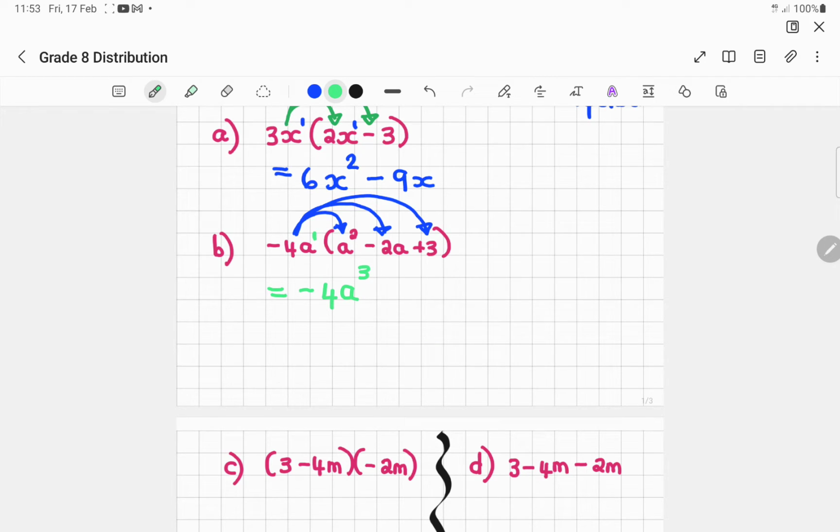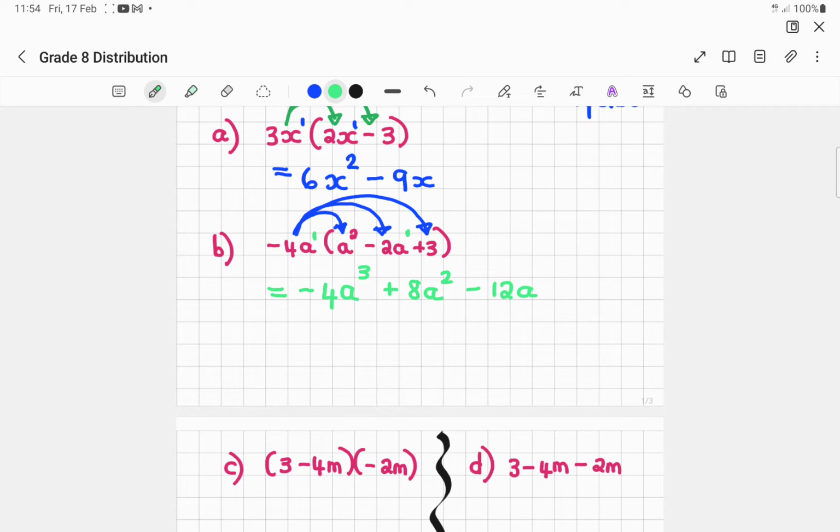Then the next term, negative times a negative is a positive. 4 times 2 is 8. A to the power 1 plus 1, 1 plus 1 is 2. And then lastly, a negative times a positive is a negative. 4 times 3 is 12, and the a just comes down. All right, there's no like terms left, and that is your answer.